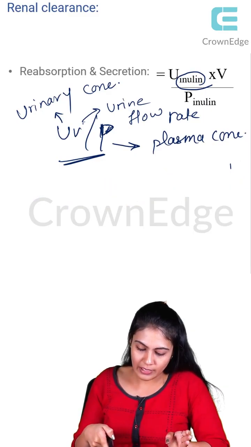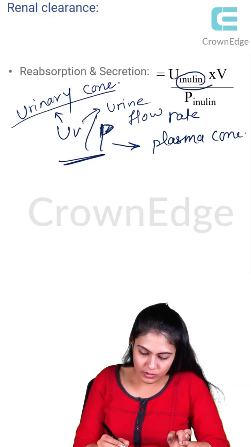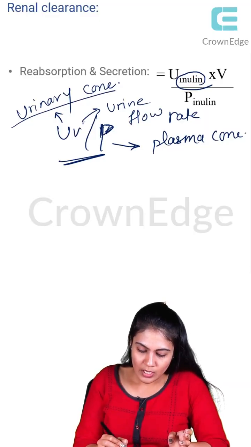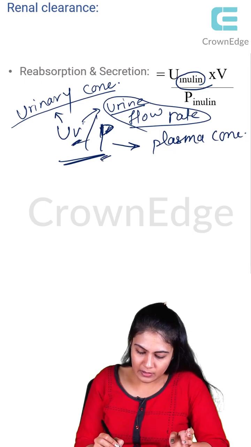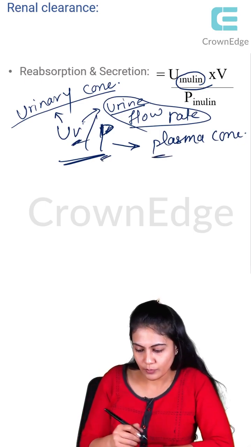So you need three values: the urinary concentration of that substance, that is U. You have to multiply it with the urinary flow rate, that is V, and P is the plasma concentration.